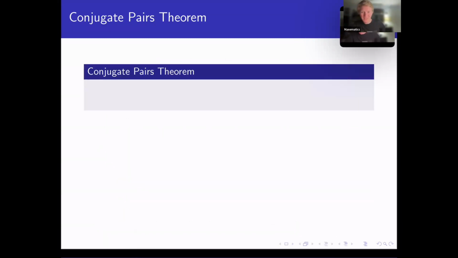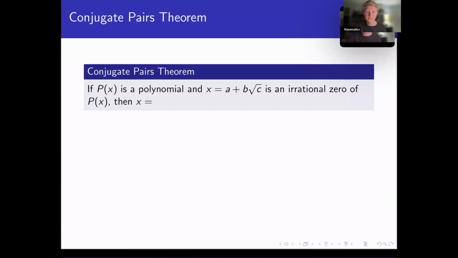So that brings us to 2 more theorems that we need before we actually start to apply these things. The conjugate pairs theorem says this. If you have a polynomial that has x equals a plus b square root of c as an irrational zero, then x equals a minus b square root of c is also a zero. That is, all irrational zeros come in conjugate pairs. If a plus b square root of c is a zero, then a minus b square root of c is a zero.